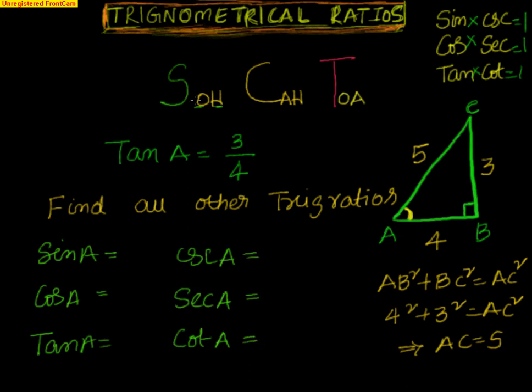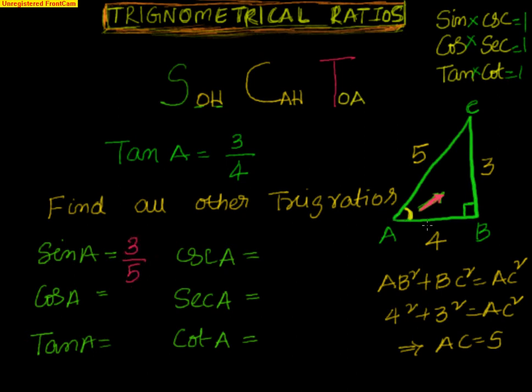Sine of A is opposite by hypotenuse. From A I am looking in this direction. This is my direction. This is what I am interested in, right? Okay, right. Sine of A is opposite by hypotenuse. That is nothing but 3 by 5.